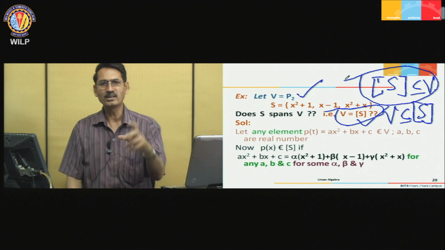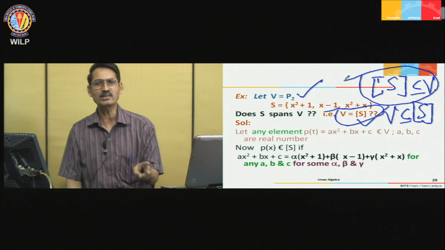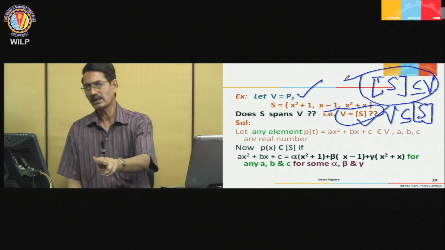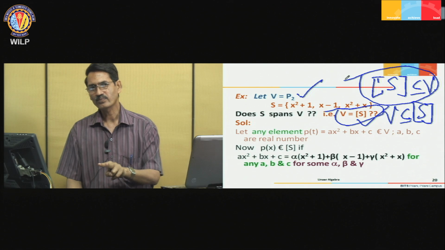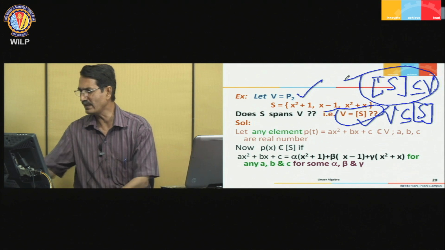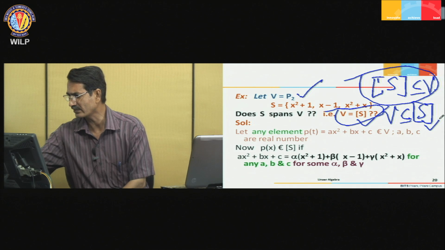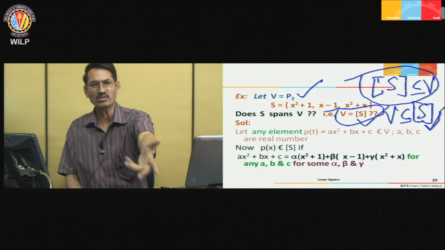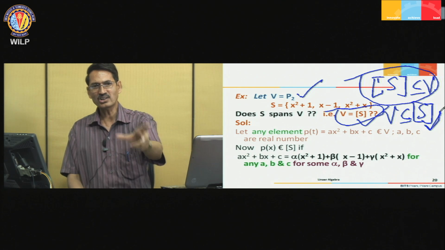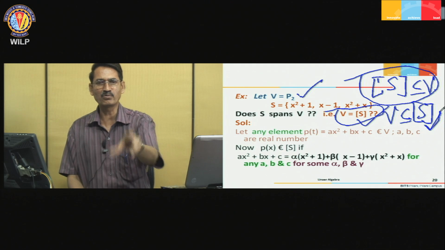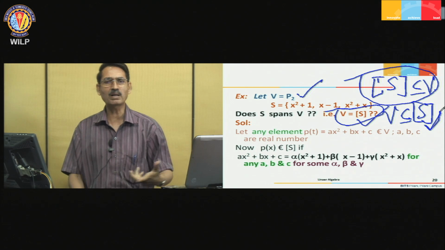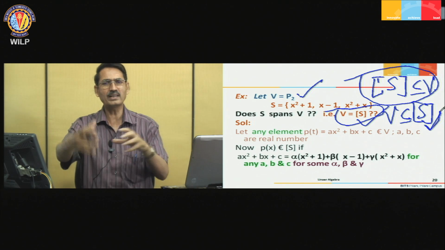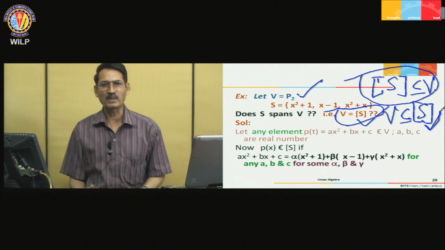Why is it always satisfied? Because span of S is always a subspace of V. Therefore, span of S is always a subset of V. Therefore, S spans V means span of S is equal to V, meaning thereby that V is a subset of span of S. Only this part you will have to prove, that V is a subset of span of S. The other is satisfied automatically. The moment you prove that V is a subset of span of S, it automatically implies that V is equal to span of S, therefore S spans V.